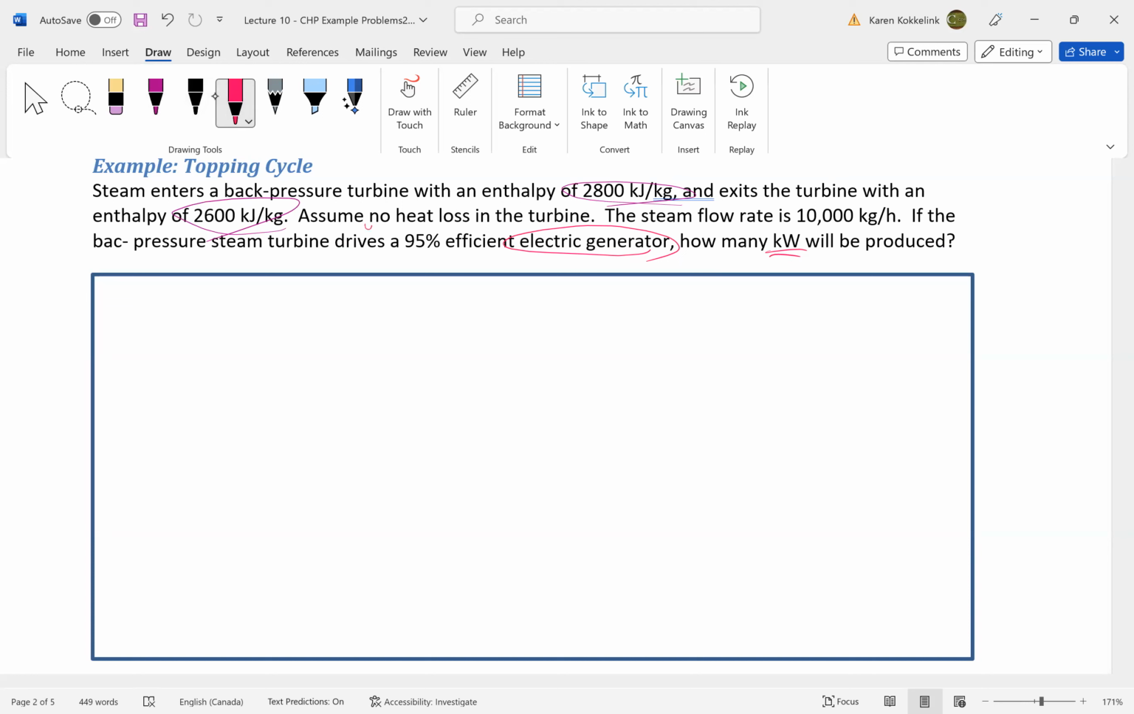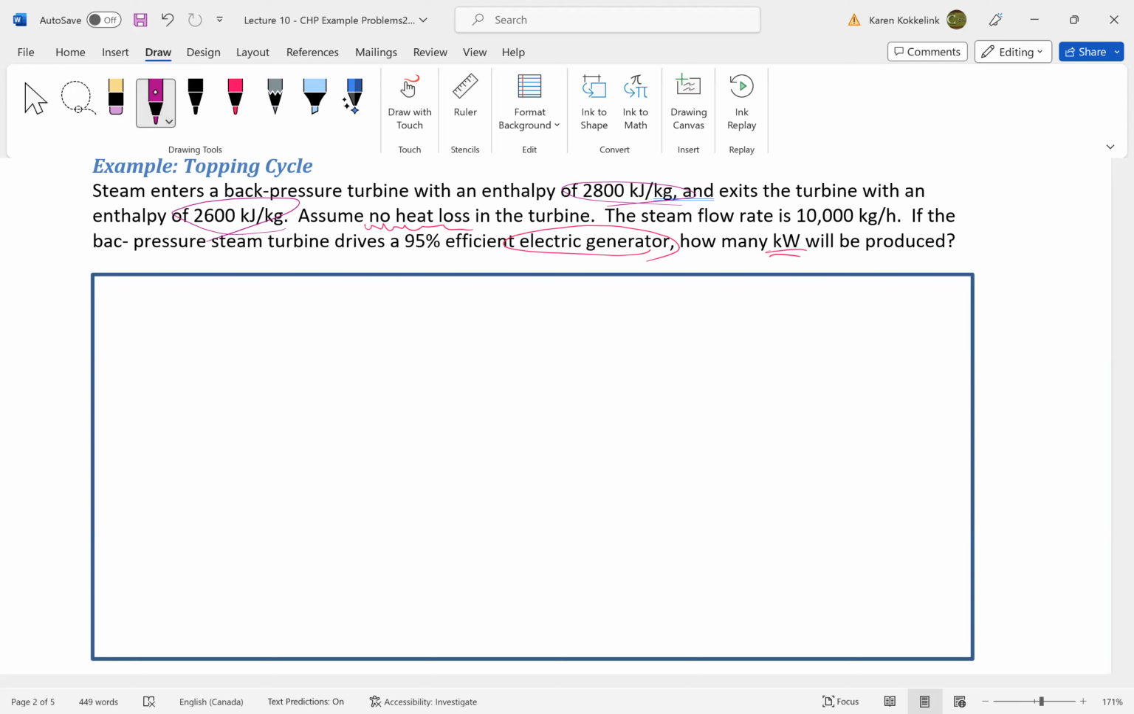Important to note here is that we're assuming that is an insulated turbine, okay? So this is our engineering assumption that there's no heat loss as we went across that turbine. So this enthalpy change from 2,800 kilojoules per kilogram to 2,600 kilojoules per kilogram all goes into work, basically. So what is the work energy that would be produced?